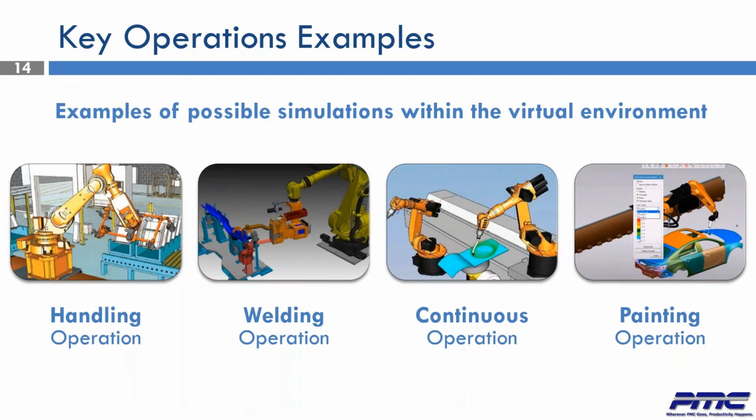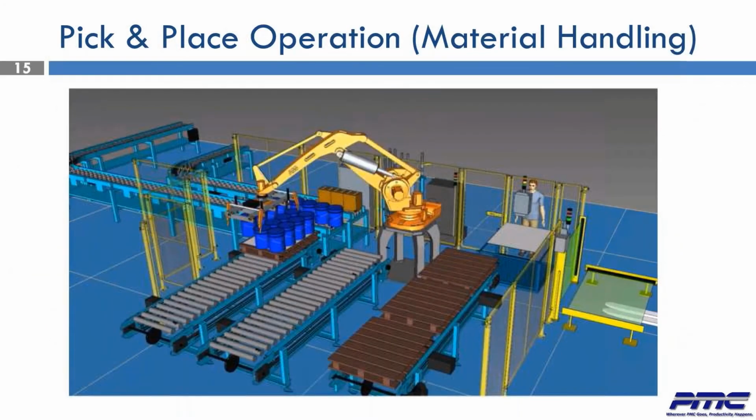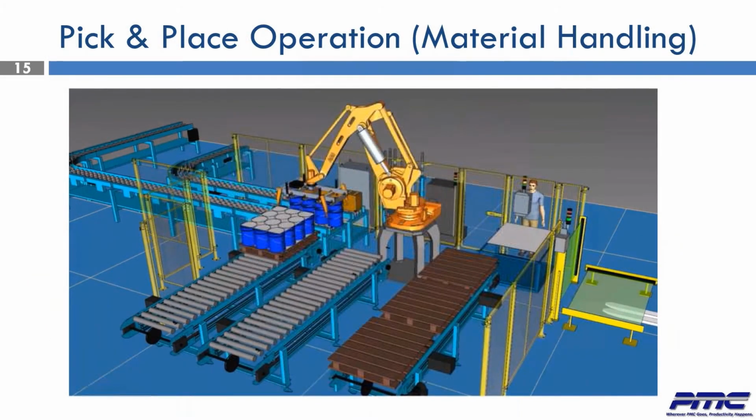Well, in this slide, I will show some examples of robotic operations. There are some possibilities such as pick and place operation, material handling, spot welding operation, continuous operation such as gluing, deburring, and arc welding, and also paint simulation. So in the first case, the first scenario, we have an example of a material handling operation.